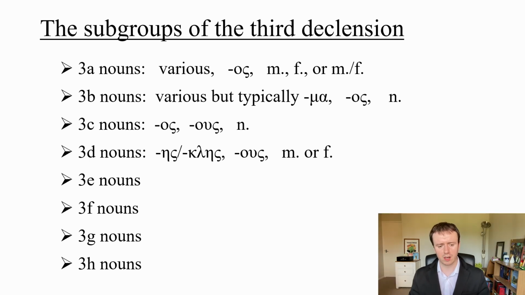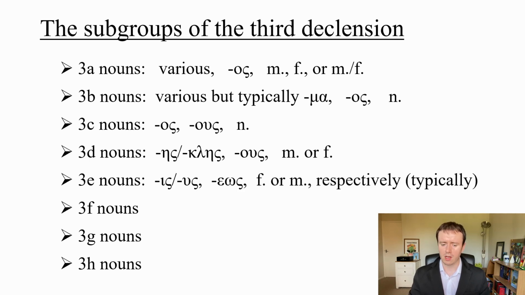Until this point, we've done 3A to 3D nouns, but we're now going to talk about how to recognize 3E nouns. 3E nouns end in either is or us in the nominative singular, because there are two kinds of 3E noun. 3E nouns of the first kind end in is in the nominative singular. 3E nouns of the second kind end in us in the nominative singular. But both kinds of 3E noun end in eos in the genitive singular. And in terms of their gender, they are feminine or masculine, respectively.